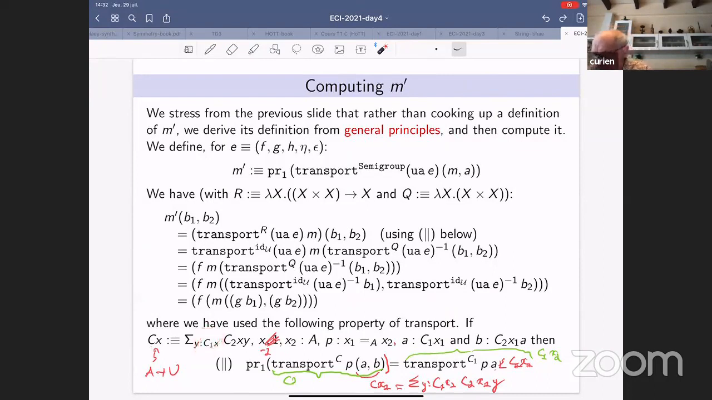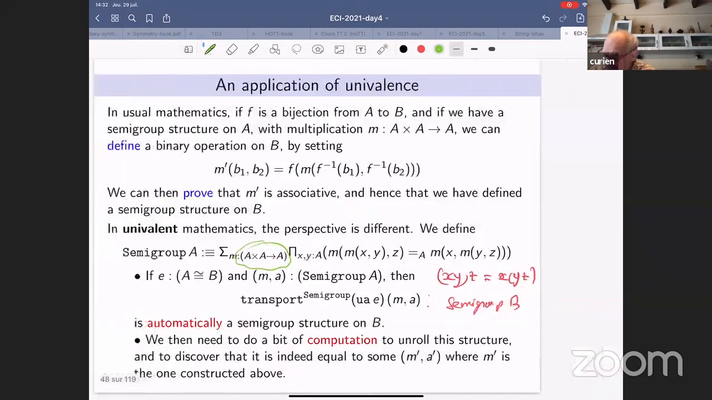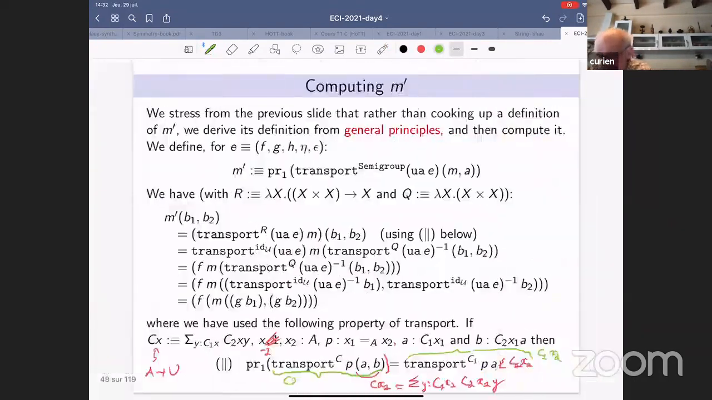And if you remember what the definition of semigroup is, here, the first component is just A times A arrow A. Hence, the type family which plays the role of C1 here is the type family that maps each X to X times X arrow X. It's a type family from U to U.